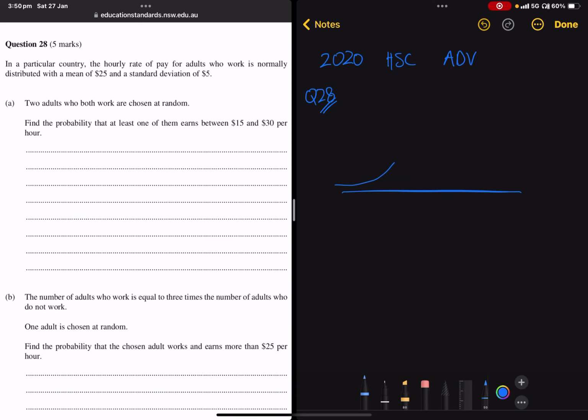This is a bell curve, centered at 25. This is the median. In the case of a perfectly normal distribution, the median is the mean and is the mode. These are all the same. It goes down to 20, down to 15, down to 10, up to 30, up to 35, up to 40.